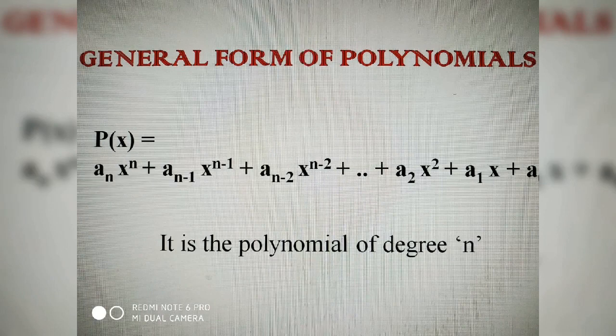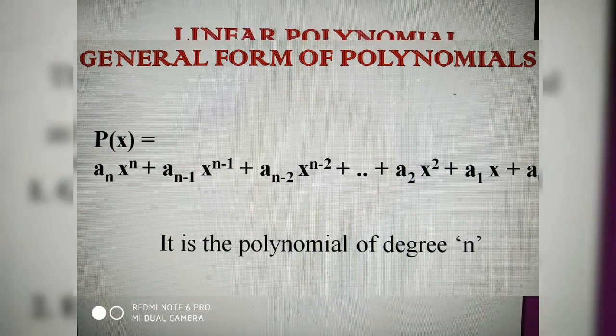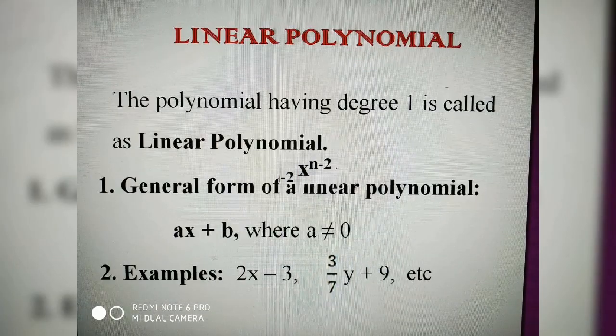So what is the general form of polynomials? a_n x to the power n plus a_(n-1) x to the power n minus 1 plus a_(n-2) x to the power n minus 2, up to a_2 x square plus a_1 x plus a_0. This is a polynomial of variable x and the degree of this polynomial is n. a_n, a_(n-1), a_1, a_0 are coefficients.